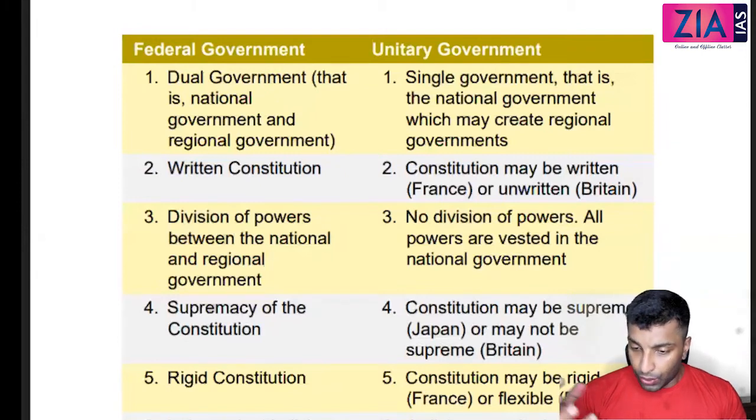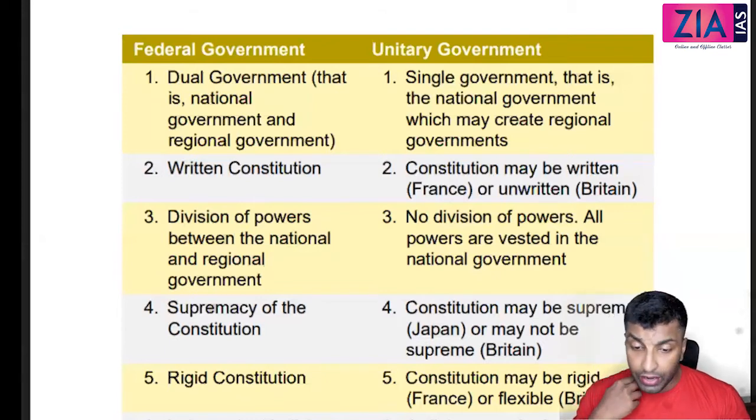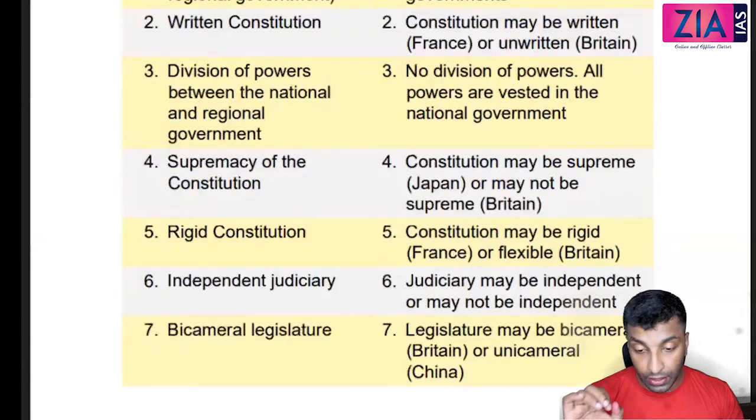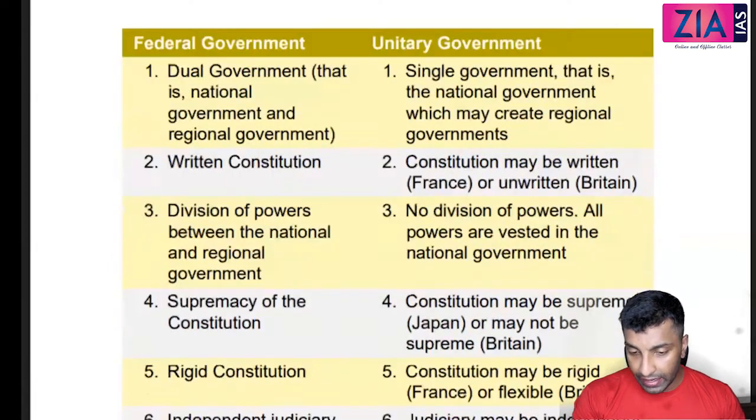On the other hand, there is no clear-cut division of power. That is actually not required if it is a unitary setup. Supremacy of the constitution: the constitution is supreme, and it has to be supreme because both derive their power from the constitution, and neither the center nor the state can amend the constitution on its own, just like that. So that is one of the most important features of a federal government.